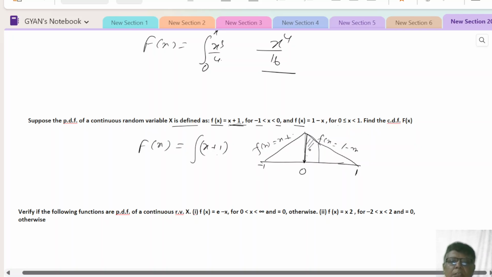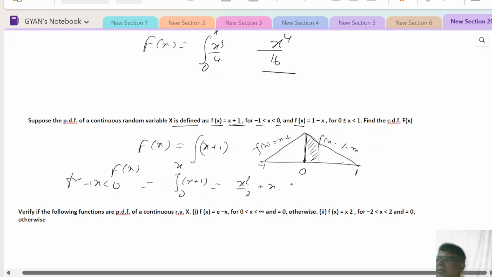So for this we can define F(x) for x between minus 1 and 0. So that will be equal to the integral of f(x), which is x plus 1, from minus 1 to x. So that is x square by 2 plus x. So that will be the answer.